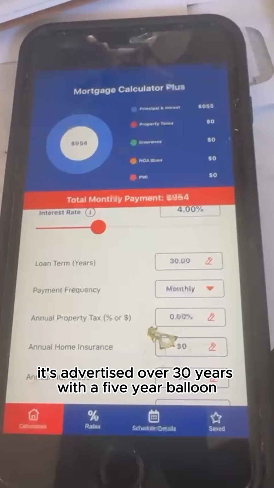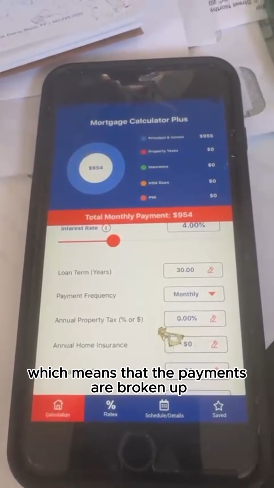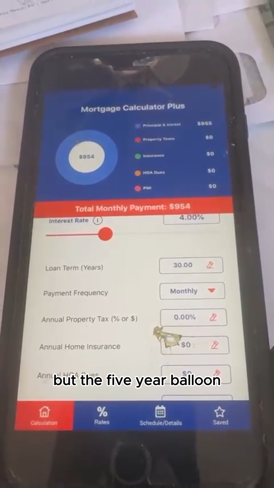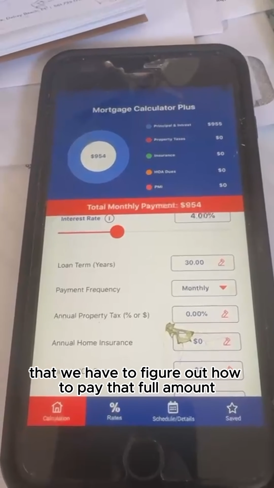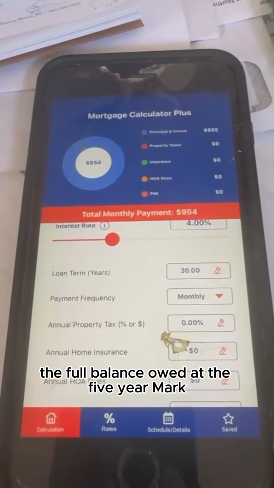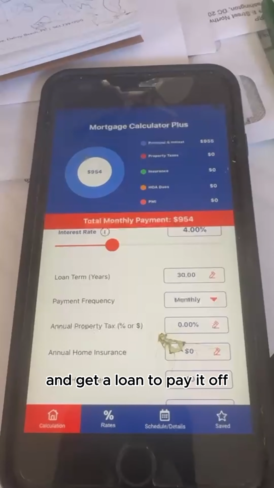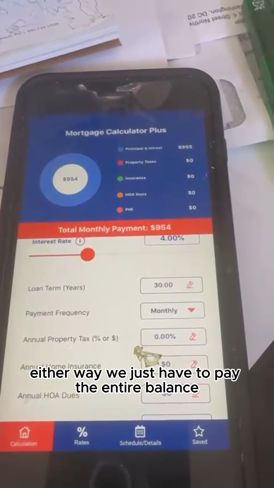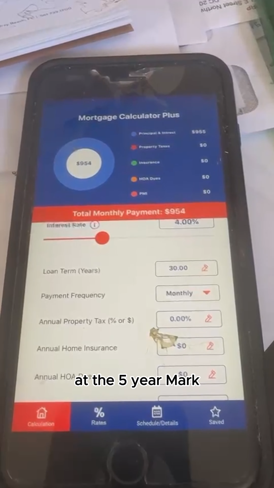It's amortized over 30 years with a 5-year balloon, which means that the payments are broken up as if it's a 30-year mortgage, but the 5-year balloon means that we have to figure out how to pay that full amount, the full balance owed at the 5-year mark. Whether we refinance and go to a bank and get a loan to pay it off, or we sell the property, either way, we just have to pay the entire balance at the 5-year mark.